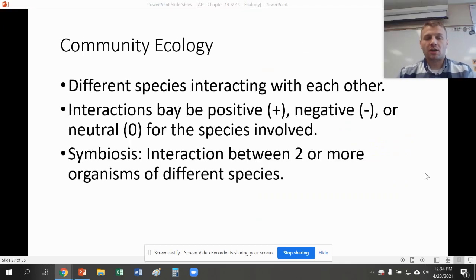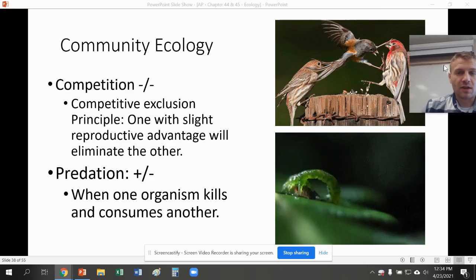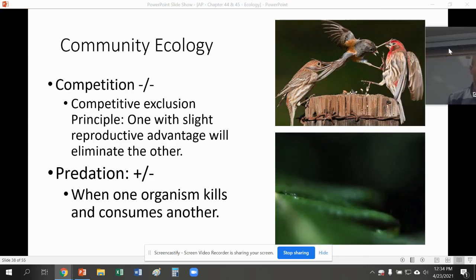All right, within community ecology, we have species interacting with each other, and these interactions are either positive, negative, or neutral. We're going to be talking about those symbiotic relationships, or those interactions between two or more species. So competition, this is when two organisms or two species compete with each other for a reproductive advantage, or just some advantage overall. You can see here the two organisms competing with each other.